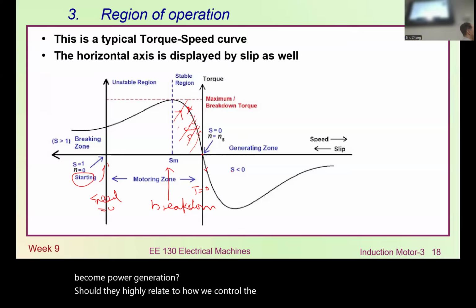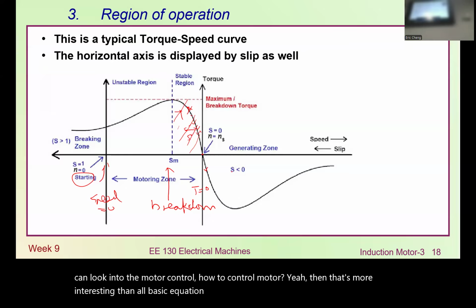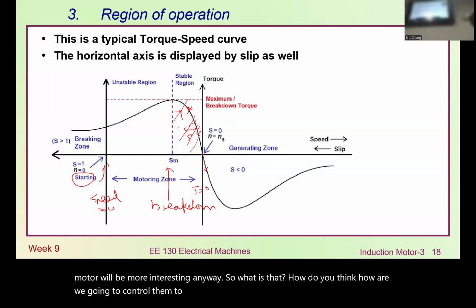So later on, in the next chapter, we're going to look into motor control, how to control the motor. Then that's more interesting. The basic equations may feel really confusing, but how to control the motor will be more interesting. Anyway, so what is that? How do you think we are going to control them to make it become power generation?